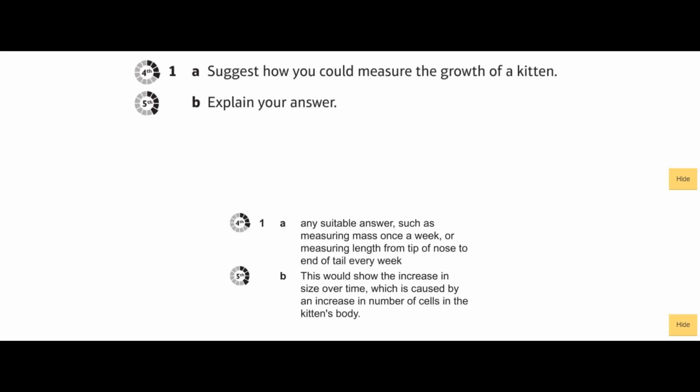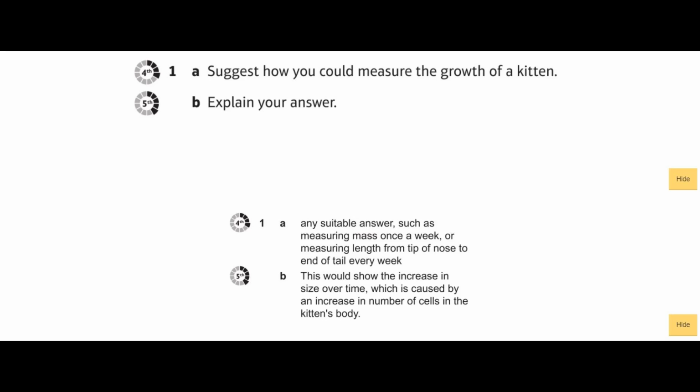So an ideal answer for the first part of that question would be either measuring the mass of the kitten once a week or once a day or maybe once a month, or measuring the length maybe from the head to tail every week, day or month. If we look at part B of that answer, you can see that the exam board want you to say that you're going to measure it repeatedly over a time frame. So it could be days, weeks or months, it doesn't really matter. But the important bit is that you're measuring it repeatedly. And the point of this is that you're trying to show an increase or a growth of the animal. So measuring it once would not get you both marks.